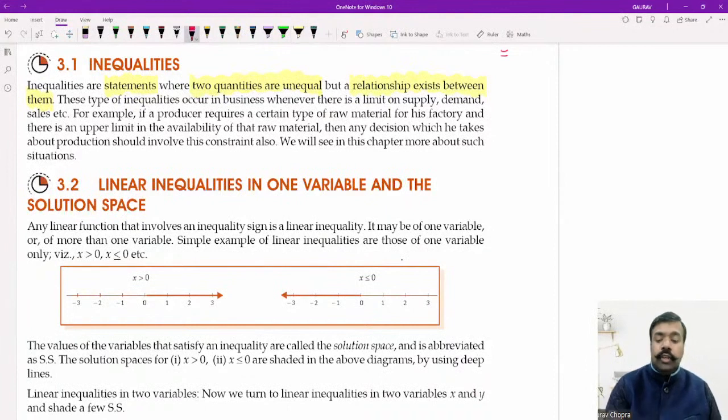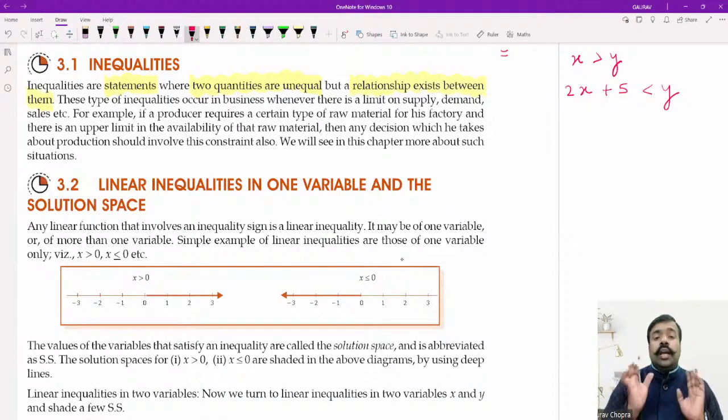Many times we compare, like x is greater than y. This greater than sign is known as inequality. Or sometimes we say 2x plus 5 is less than y. So again we are comparing, and this time y is greater as compared to x. So such symbols are known as inequalities.